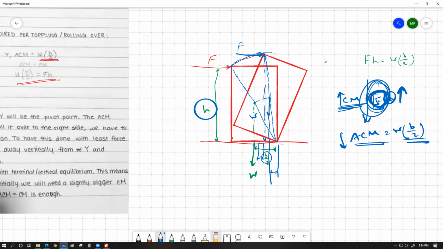As the rotation keeps on happening, we have to support a smaller anti-clockwise moment, where the perpendicular distance that we have available for the application of force F is becoming bigger. Both of these factors will contribute towards a smaller requirement of the applied force F. That means the required value of our F force will slowly keep decreasing. Do you understand this part?